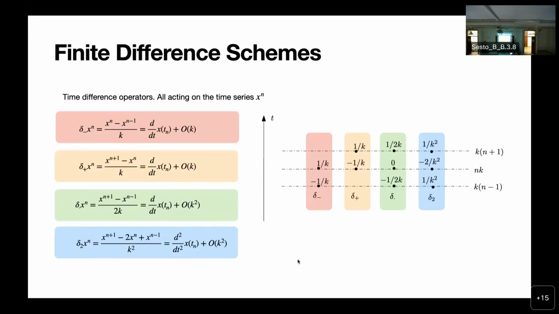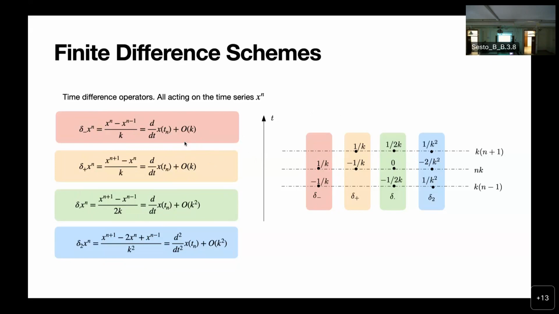So unfortunately, people here cannot really see the colors for some reason. But if you're connected from home, you can see all these different definitions of the difference operators. First of all, you have time difference operators, and they're all acting on the time series x^n. So there are a bunch of them that basically approximate the first time derivative, d/dt. So there is delta minus that takes into account the current time step and the previous one. Delta plus, which takes into account the current time step and the next one. And then delta dot, which is a centered difference, which takes into account the next time step and the previous one. And these are all approximations to the first time derivative.